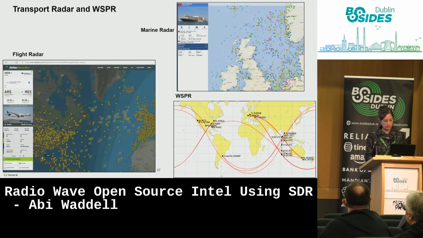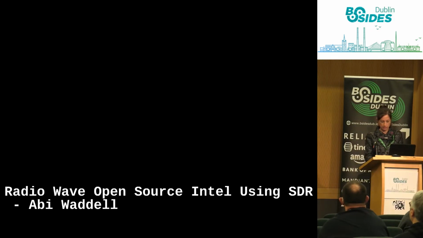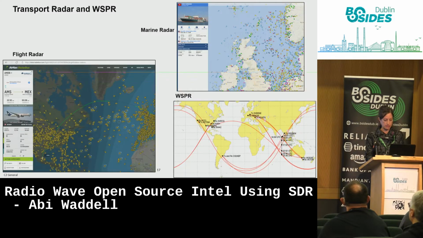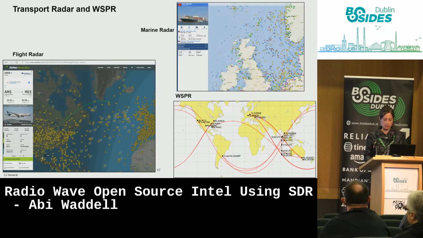Okay, we skipped ahead. The signal identification wiki site, which is on the previous slide, it's not working, I'm sorry about that. Okay, that's useful for looking up the frequency bands and includes samples of what these signals look like. And here there are various sites that show live movements of flights and ships, such as Radar Box and Vessel Finder.